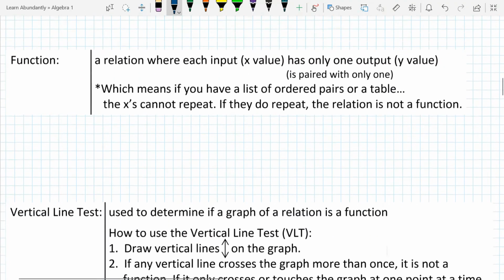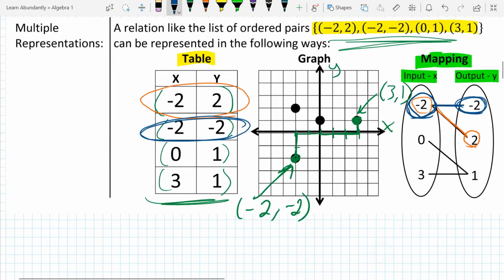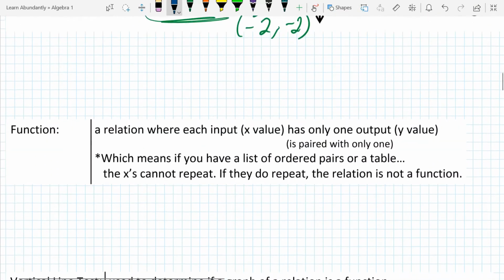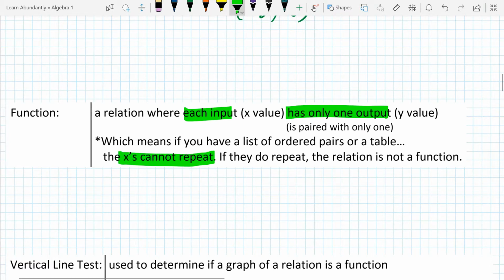Oh, we should probably talk about functions while we're at it. So the first example we looked at, these 4 points are a relationship, but they are not a function. A function is a relation where each input has only one output. So each x has only one y. Which means if you have a list of ordered pairs, x's cannot repeat. Or if they do repeat, the relationship is not a function.